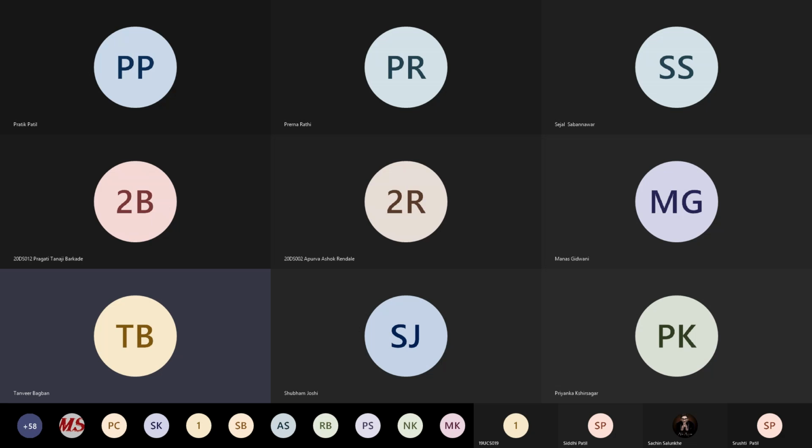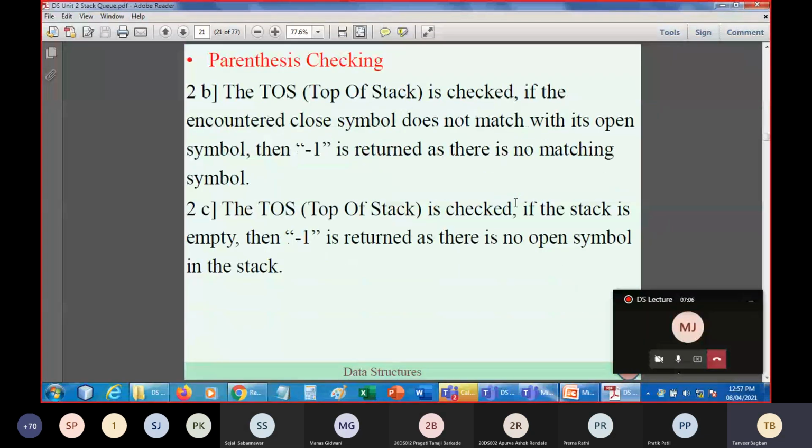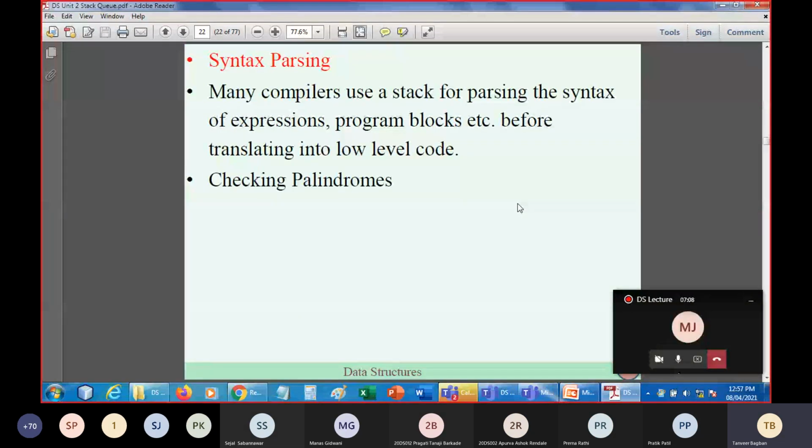Parenthesis checking and string reversal. Today we are going to see one of the applications of stack in syntax parsing.